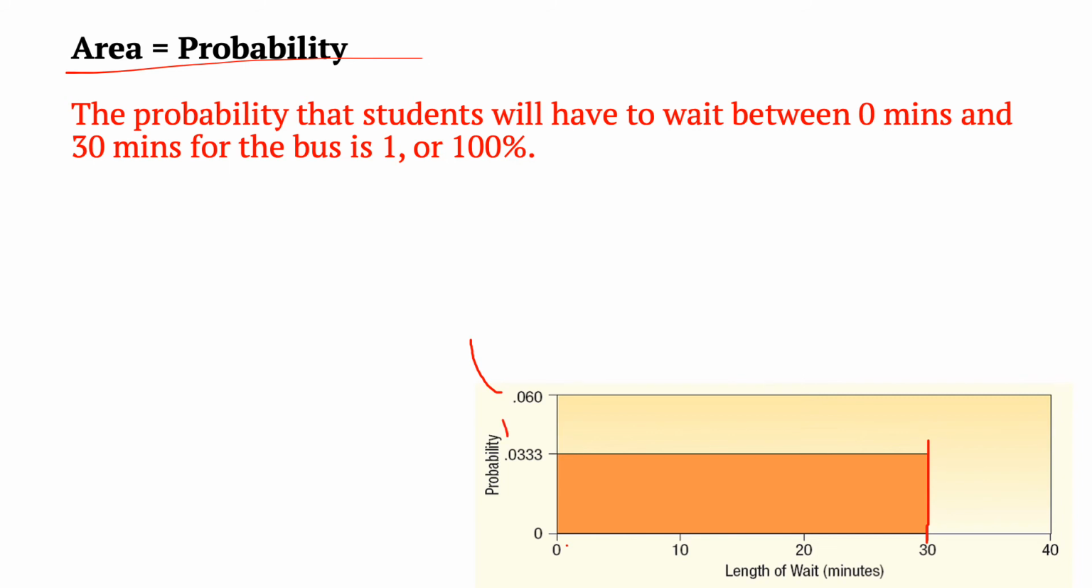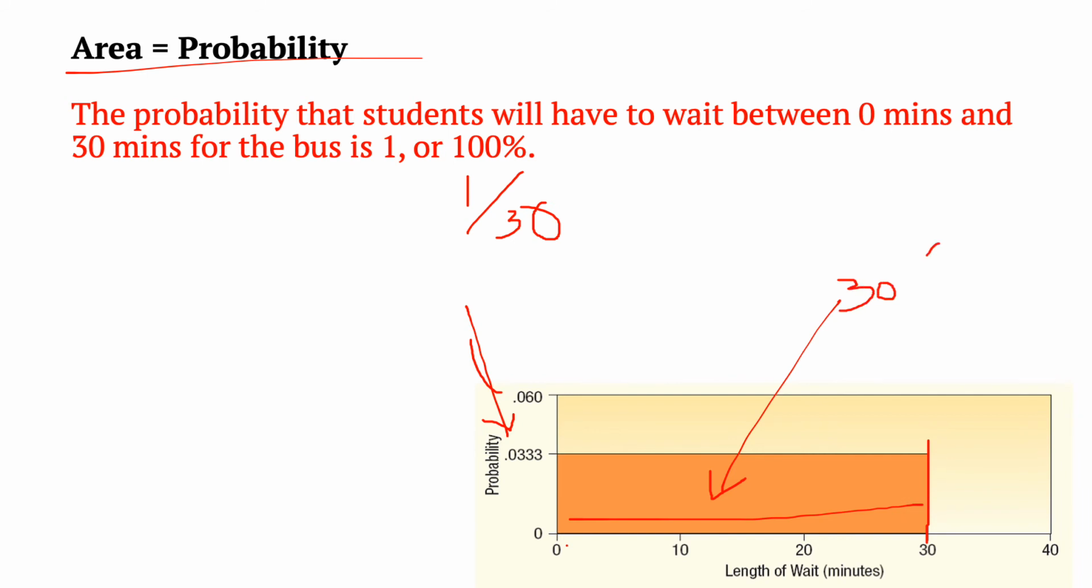And in this case, we know that the probability of any given outcome in this distribution is basically 1 over 30. So if we were to find the area of this distribution, we would simply do base, which is 30, times the height, which is 1 over 30, which means our distribution is equal to the total of 1. This is like saying, what is the probability that a student gets to the bus stop and waits between 0 and 30 minutes? We would say it's equal to 100%.